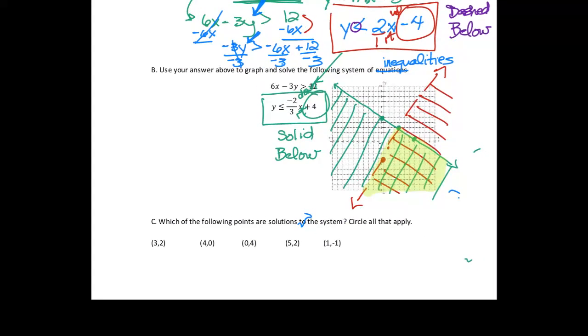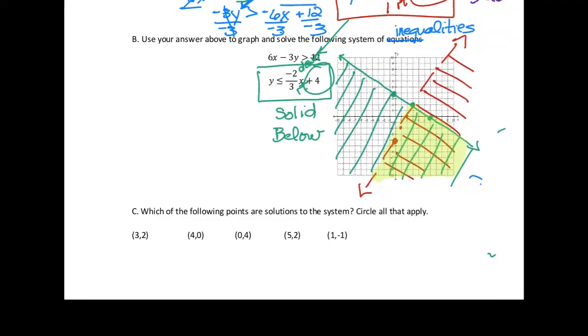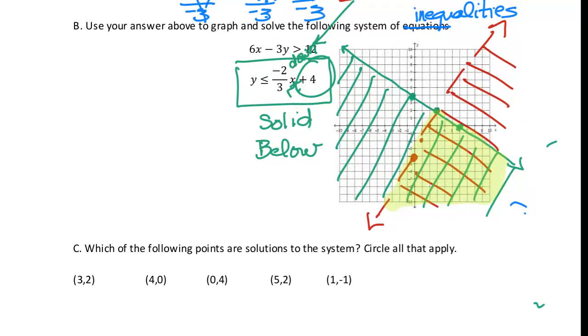So letter C, just to finish the problem out, says, which of the following points are solutions to this system? Yes, that whole area is the solution, but they want you to check certain points. So (3, 2) is going to be 1, 2, 3, 1, 2. Whoops, I had it left. Right there. Is that a solution?